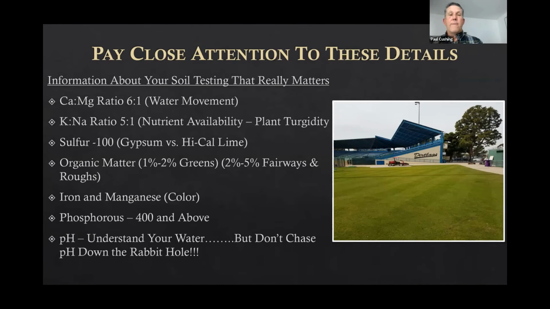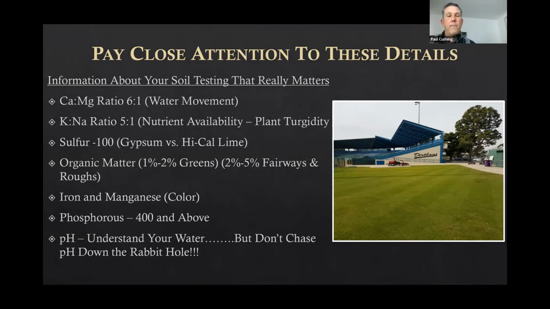So for greens, that's obviously what you guys are worried about, but for our sports fields, we want to see between 2% and 5% organic matter. Iron and manganese are really important, along with nitrogen for color. Phosphorus, making sure that number is 400 or above.